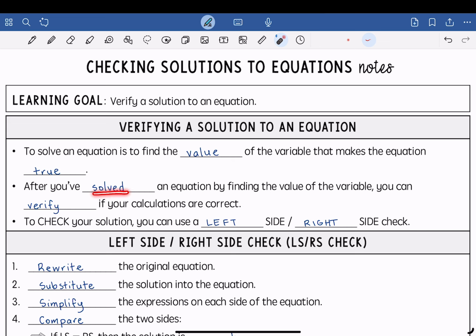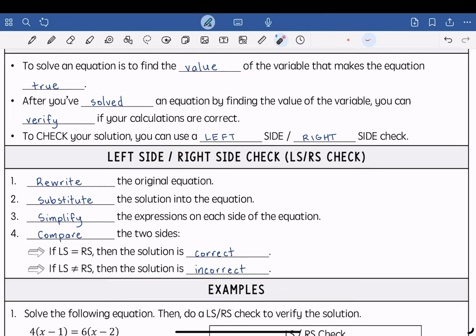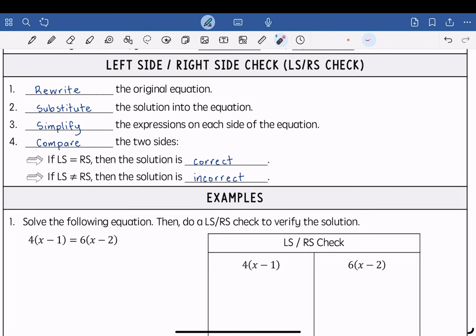After you've solved an equation by finding the value of the variable, you can verify if your calculations are correct. To check your solution, you can use a left side, right side check, which basically is, does the left side equal the right side of the equation? Is the equation balanced if we substitute the value that we find for x into the equation? Okay, so how do we actually do that?